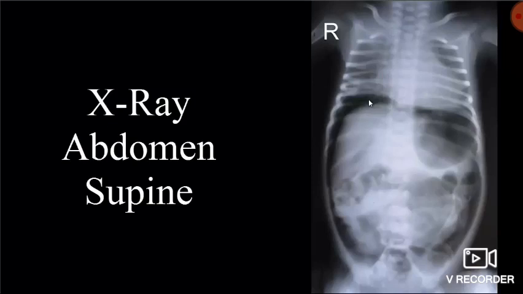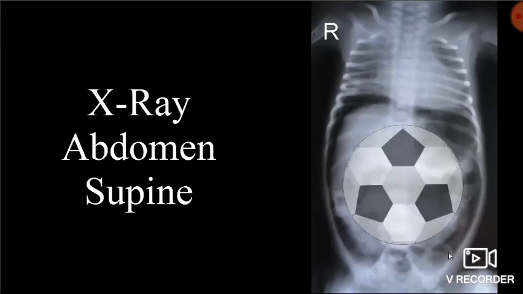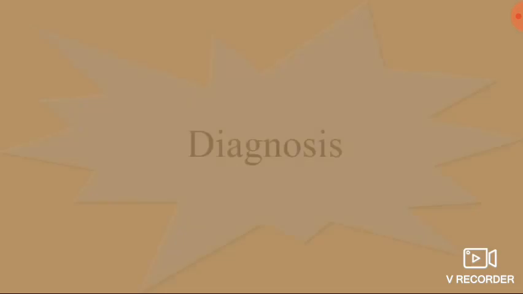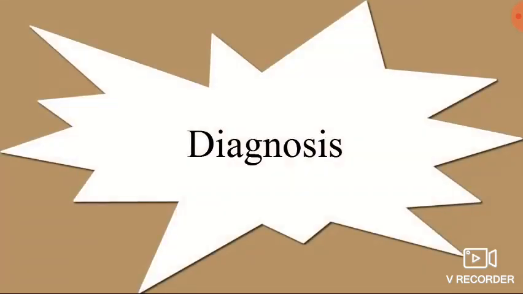X-ray abdomen supine of this baby is showing massive pneumoperitoneum. This massive pneumoperitoneum, where abdominal cavity is outlined by gas, is also known as football sign. So a diagnosis of pneumoperitoneum is made, and this pneumoperitoneum is massive as there is respiratory distress.